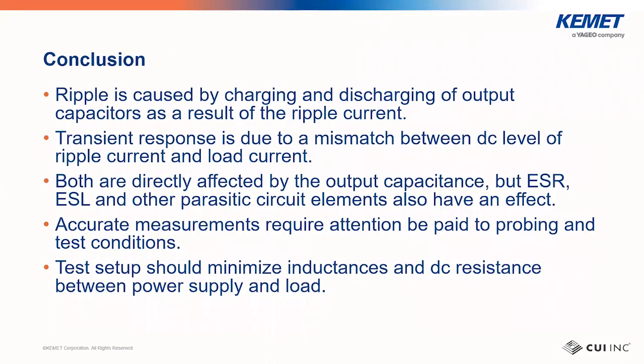So, in conclusion, ripple is caused by the charging and discharging of output capacitors as a result of the ripple current flowing through it. The transient response is due to a mismatch between the DC level of the ripple current and the load current and the time it takes to respond to it. Both are directly affected by the output capacitance, but ESR and ESL and other parasitic circuit elements will also have an effect and must be taken into account. An accurate measurement requires attention be paid to probing and test conditions, and the test setup should minimize inductances and DC resistance between the power supply and load.